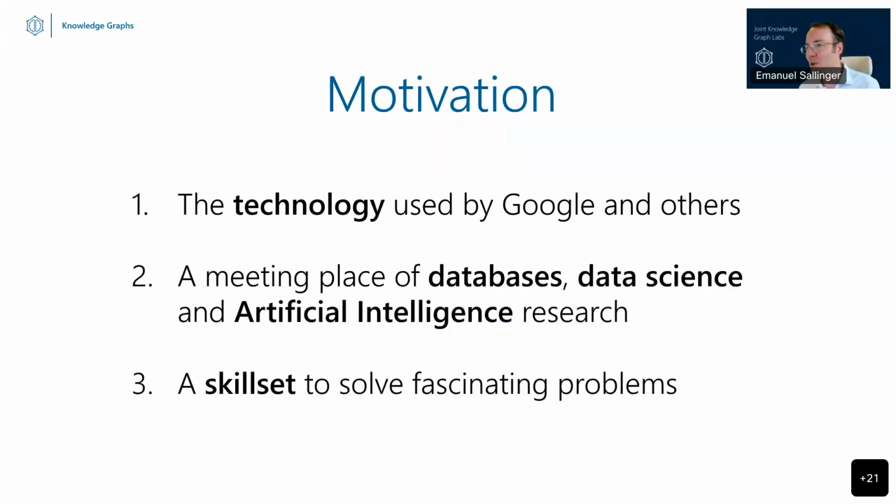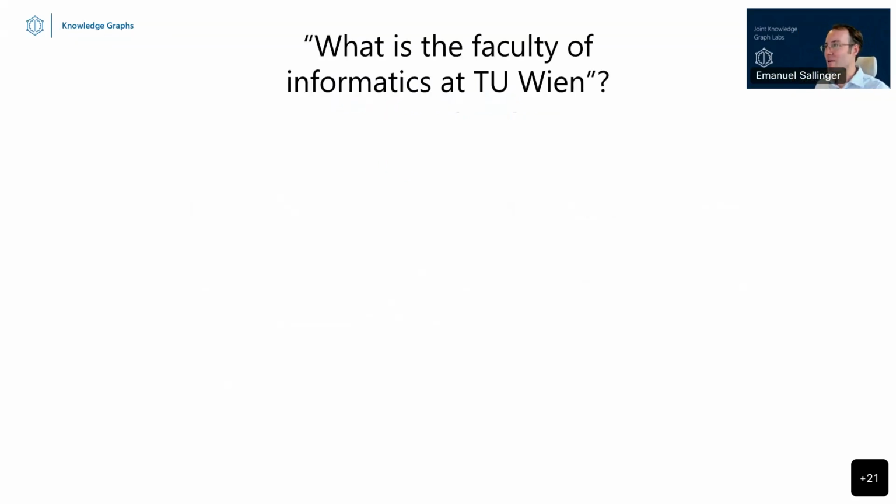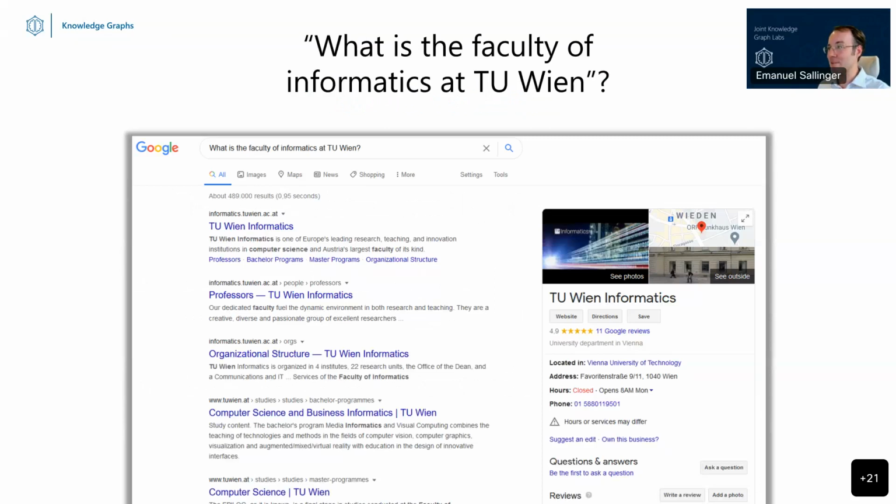So I think there are three good motivations for us, and also for us as a community, for using these kinds of reasoning techniques in this field. And what's the first motivation? Well, it's probably the worst one, you could say, but at the same time also the one that convinces quite a few people that reasoning and knowledge graphs are things that we should care about. Well, it's the technology used by Google and others. So if I ask, what is the Faculty of Informatics at TU Wien? Well, we get answers. And in particular, we get this box here coming from Google's knowledge graph.